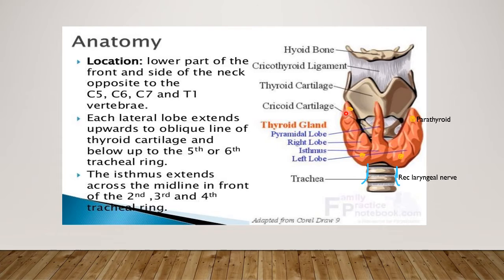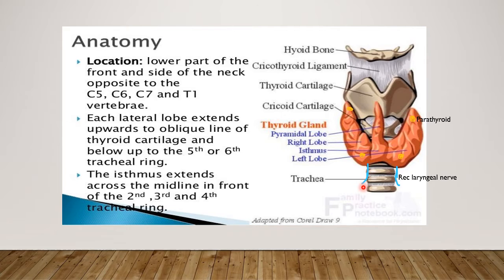The parathyroid glands are located at the four poles of the thyroid, two upper and two lower parathyroid glands. These are located in the posterior surface of the gland. It's important to appreciate their location because they can be damaged during thyroidectomy.